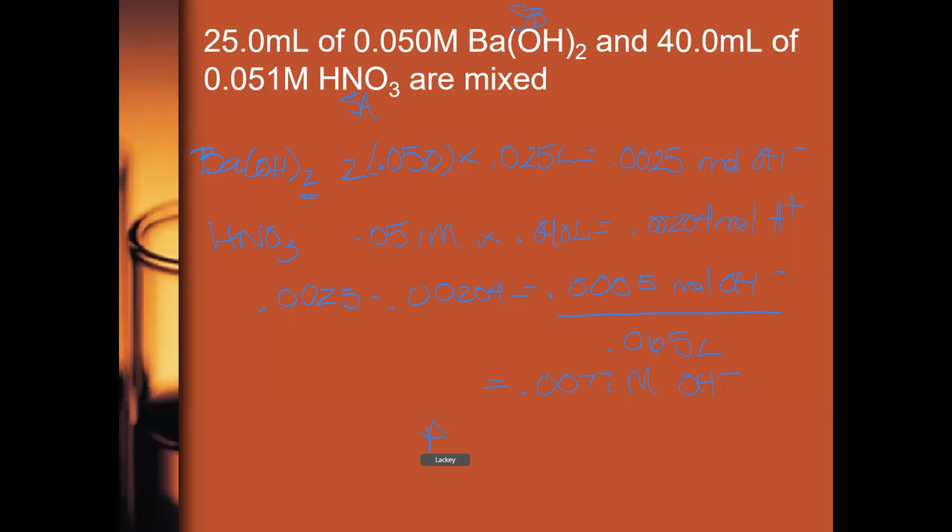We can plug that into pOH. So we get that our pOH is 2.11. And then our pH, when we subtract from 14, is going to be 11.89. So note that since we had excess hydroxide, this is going to be a basic solution. So that pH should be greater than 7.